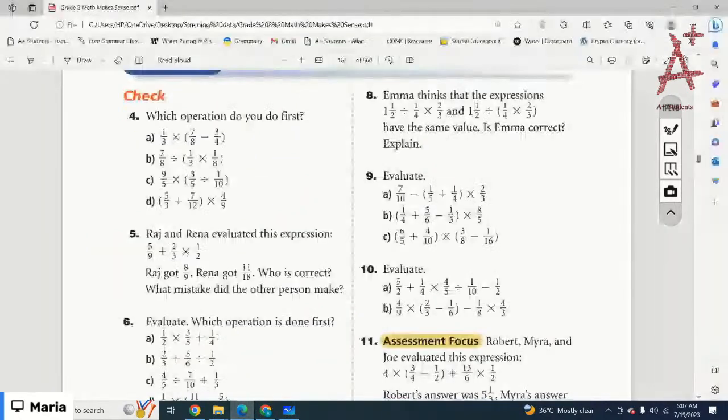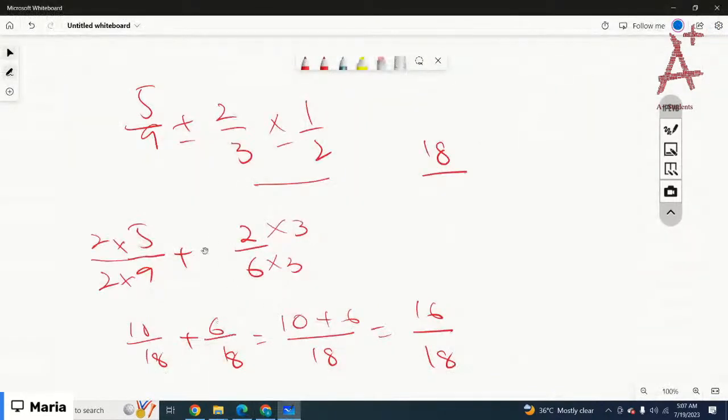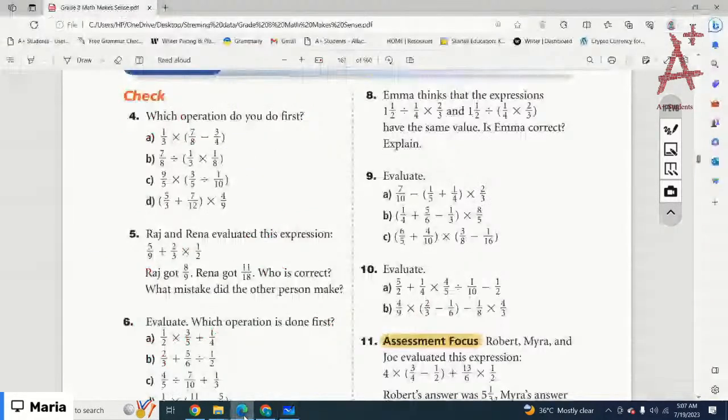Okay, now that means Raj made a mistake. What did Raj do? Raj did addition first and then multiplication. But according to the rules, you have to do multiplication first and then addition. Got it? Okay. Let's just move on.